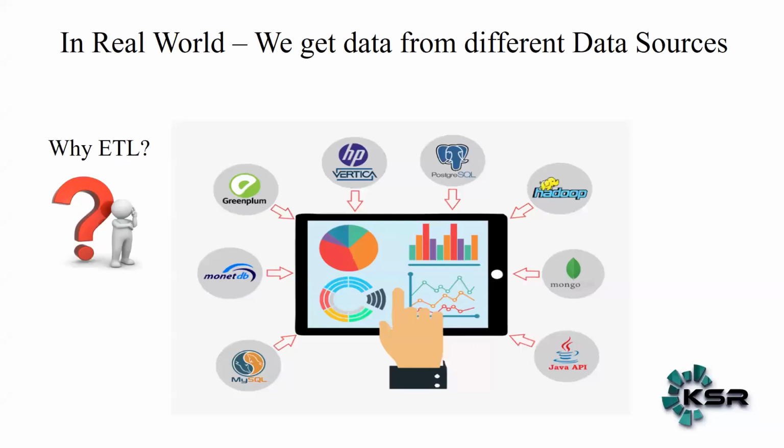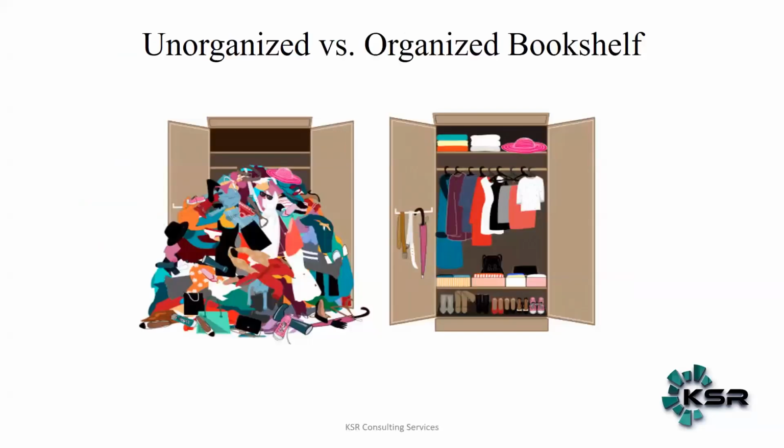Okay. Now let's understand what exactly happens as part of the ETL. There are two things which you see on the screen. Okay. This is person A.